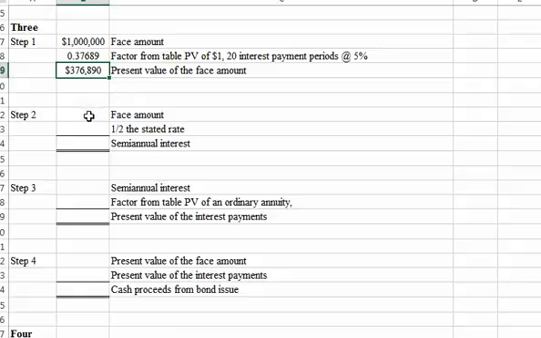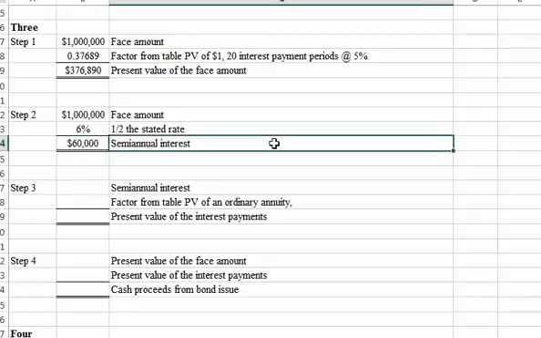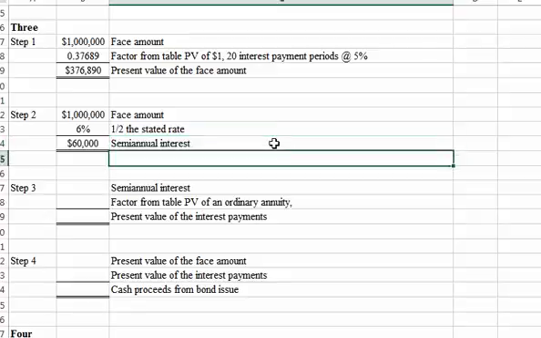Now we want to know how much interest the issuing corporation is going to pay every 6 months. Well, we'll take the face amount, and since we're doing semi-annual interest, we'll take half the stated rate. The stated rate was 12%. Half that is going to be 6%, of course. We get 60,000. Okay, now 60,000 every 6 months for 10 years. How much is that worth today?